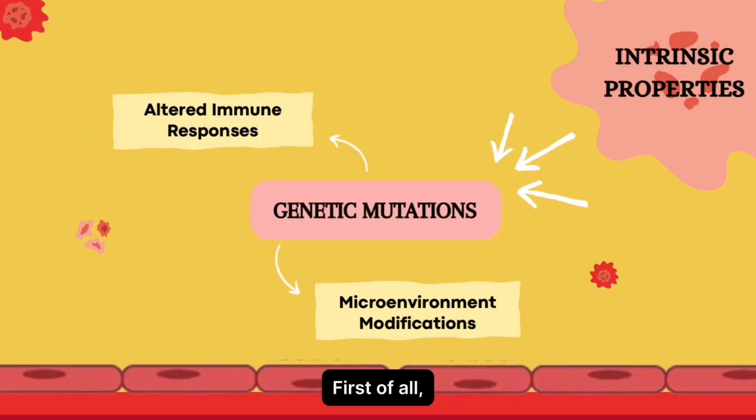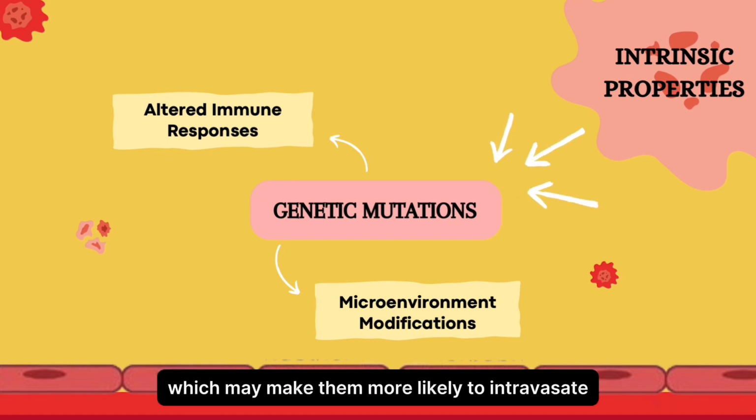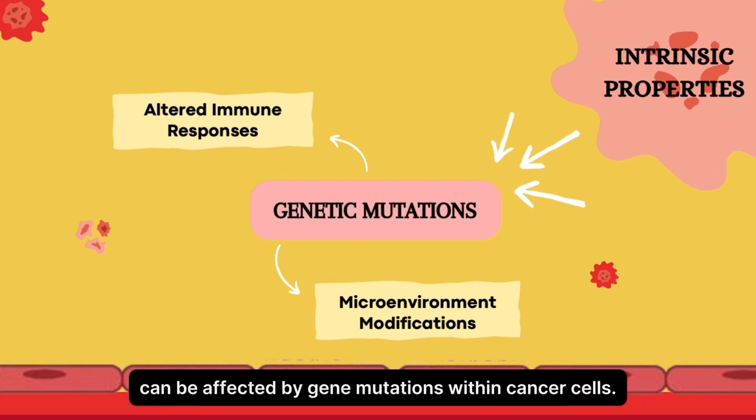Genetic mutations. First of all, the behavior of cancer cells can be greatly influenced by gene mutations, which may make them more likely to intravasate into blood vessels during the process of metastasis. So, mutations can alter immune response and cause microenvironment modifications. Interactions with the immune system can be affected by gene mutations within cancer cells.